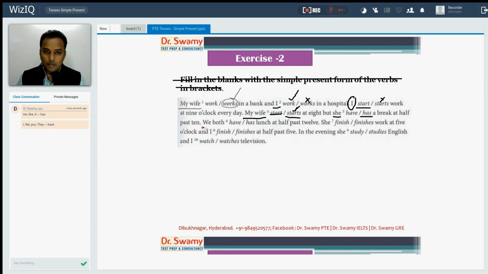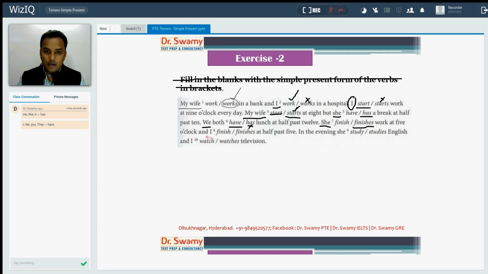And then here the subject is we. So what did we see already? If the subject is we, then the verb will be have. Has is wrong. Now here again the subject is she, so you have to add es to the verb, and the answer is finishes.